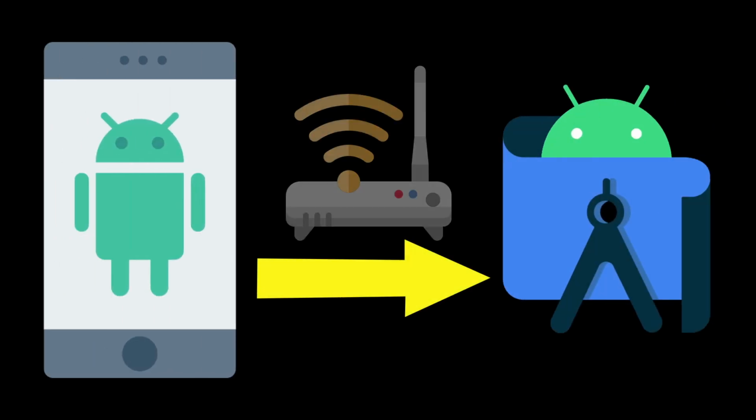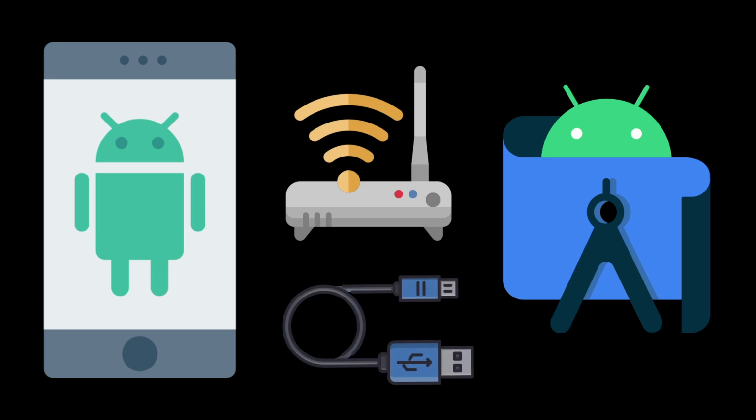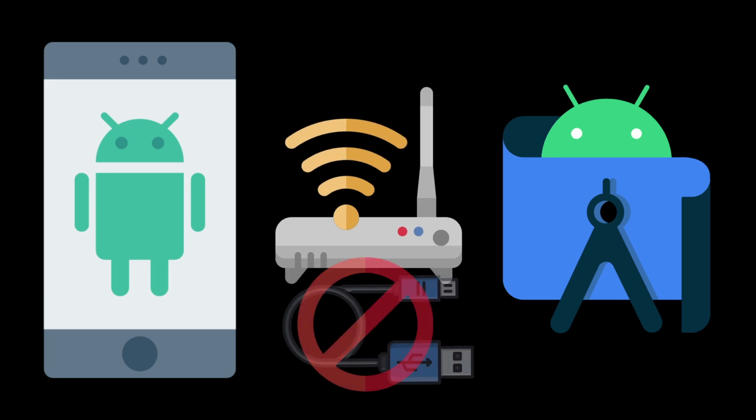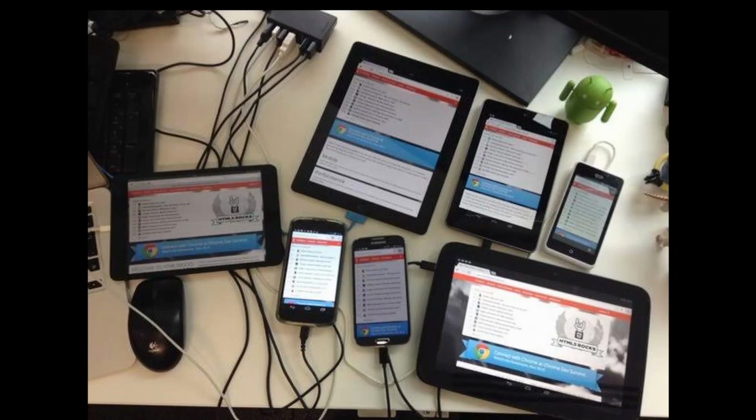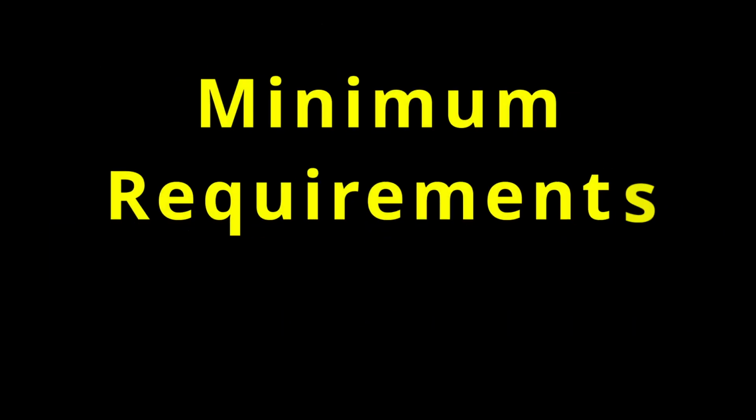In this video, I am going to show you how to connect your Android phone to Android Studio over your wireless network. That means no USB cable needed. Wireless pairing is very convenient since you don't need many USB cables to pair and test your app on multiple physical devices. But before we start, let's quickly go over the minimum requirements for wireless debugging.